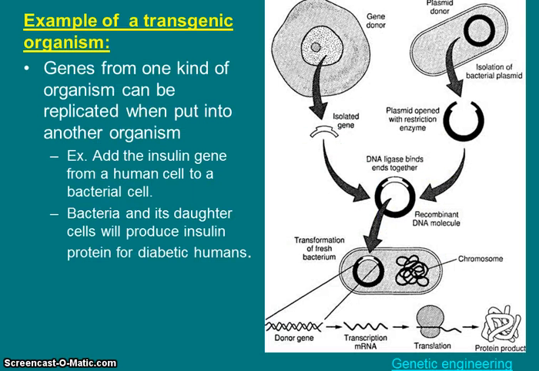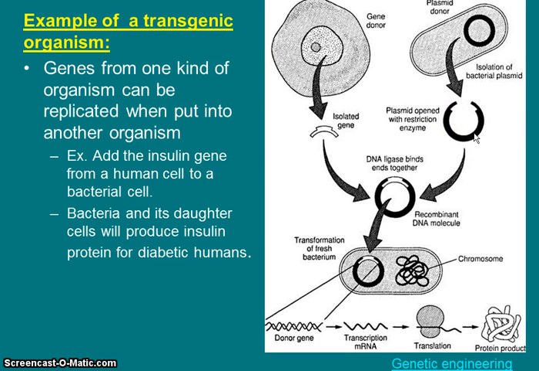Another example of a genetically modified organism or transgenic organism is that we can take the genes from an organism, and they can be replicated in another organism. For instance, we can take a human cell and take one particular gene out of it, like the insulin gene to make the insulin protein, and we can combine it using gene technology with the circular bacterial DNA that you'll learn more about in IB biology. This is the majority of the bacterial DNA, called a plasmid.